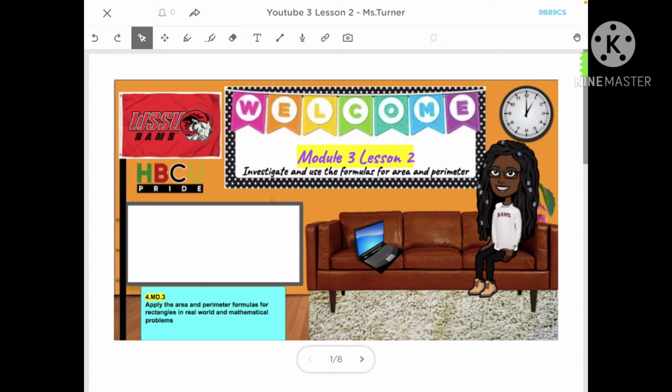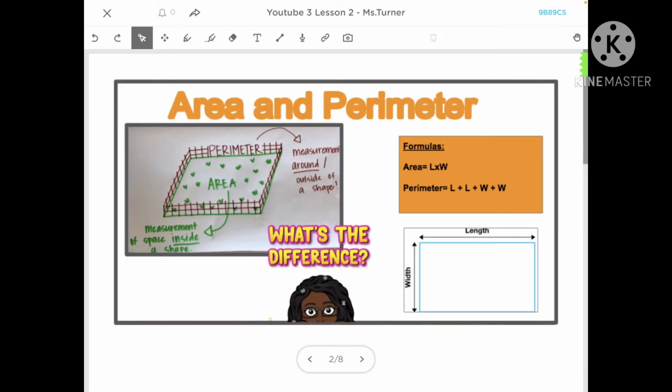Hey you guys, and welcome back to yet another video. In today's video, we are focusing on Module 3, Lesson 2. And in this video, we are still going to be reviewing that area and perimeter. And I'm also going to introduce you guys to a new way of finding a side length by only knowing one of your side lengths in the area or perimeter. Let's go ahead and get started.